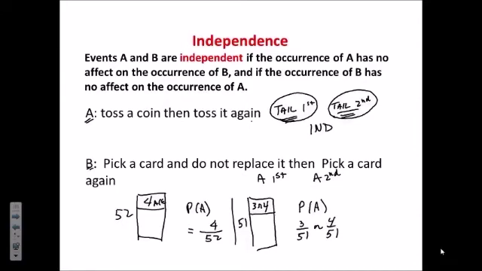So what happened on the first pick does affect what happens on the second pick. So these 2 events, ace on the first and ace on the second, are dependent, not independent.